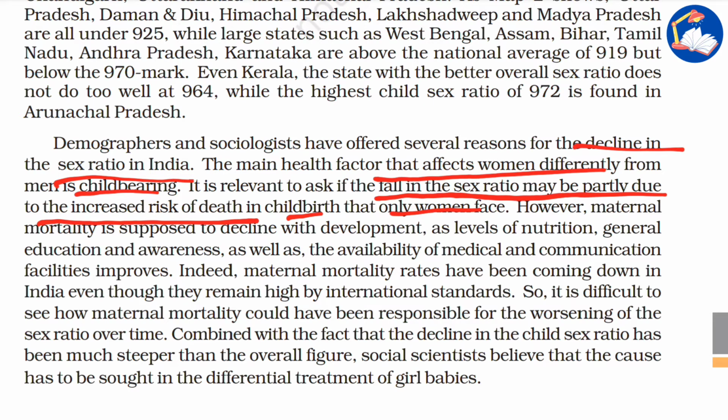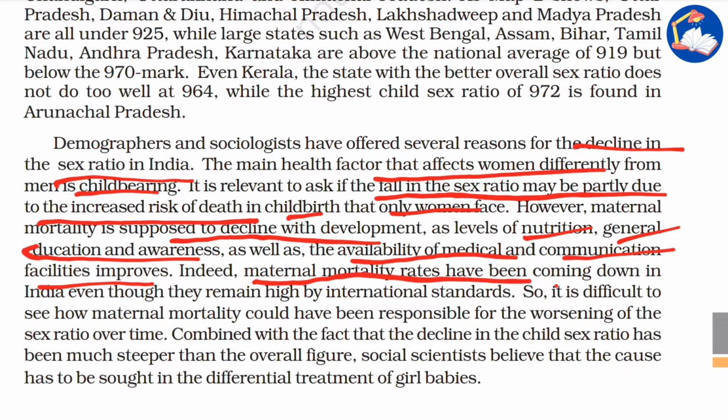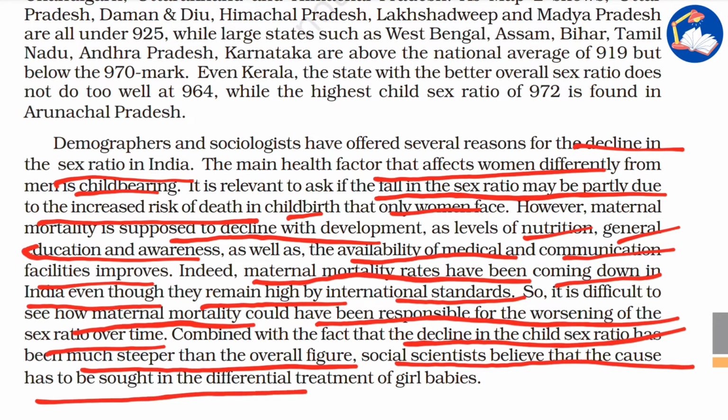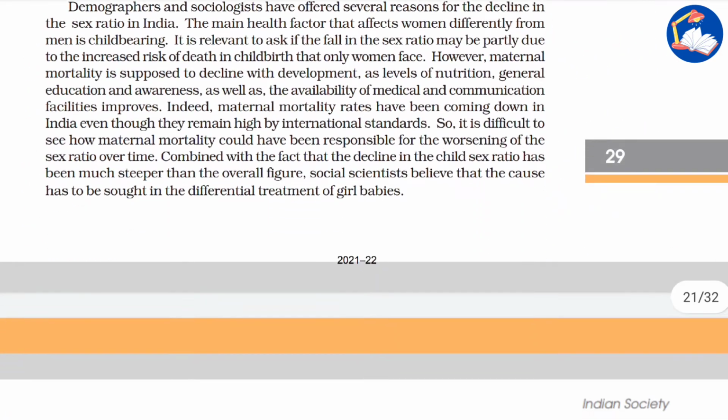However, maternal mortality is supposed to decline with development as levels of nutrition, general education and awareness, as well as availability of medical and communication facilities improve. Indeed, maternal mortality rates have been coming down in India even though they remain high by international standards. So it is difficult to see how maternal mortality could have been responsible for the worsening of the sex ratio over time, combined with the fact that the decline in child sex ratio has been much steeper than the overall figure. Social scientists believe that the cause has to be sought in the differential treatment of girl children.